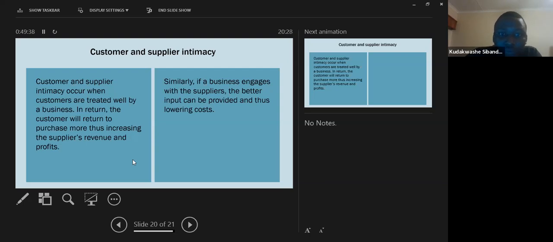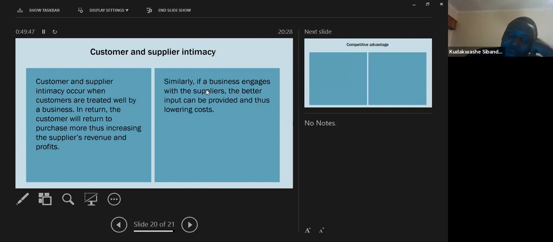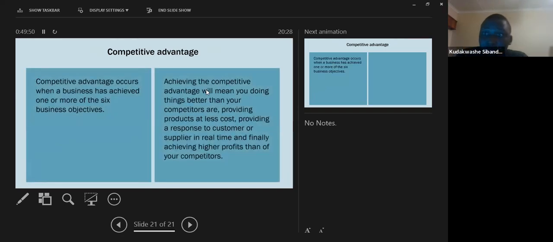So if a customer is not happy, there are so many companies there to go and purchase from, right? So also a company must engage with suppliers, right? Because at the end of the day, they want to find a supplier who provides things at a lower cost, but does not compromise on quality, right? Then the last thing is competitive advantage, right? So it occurs when a business has achieved one or more of the 6 business objectives, right? So achieving the competitive advantage will mean you'll be doing things better than your competitor, which is good. So it might be offering products at a lower cost, or you'll be providing a quick response to customers, right?